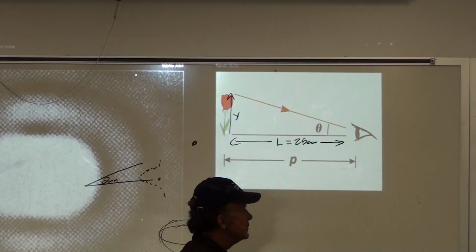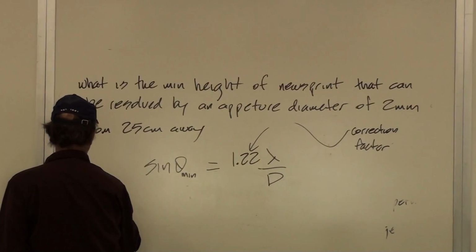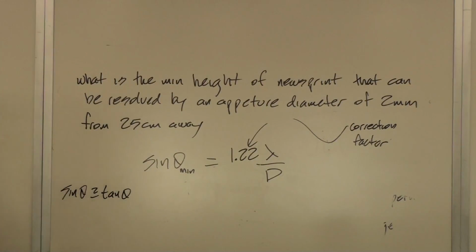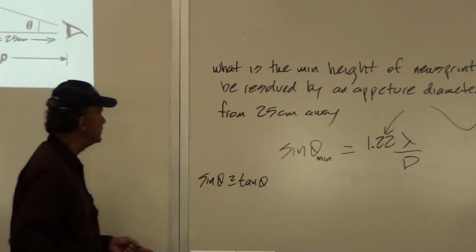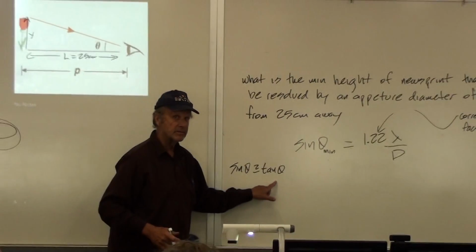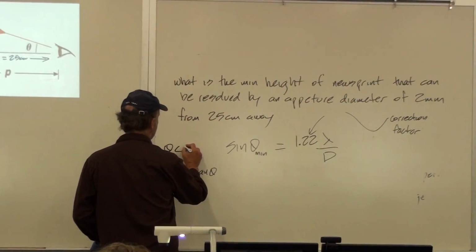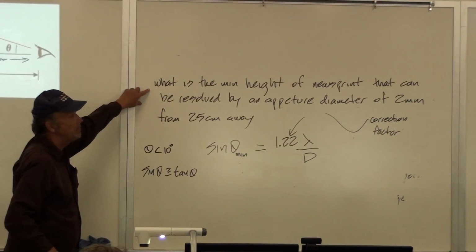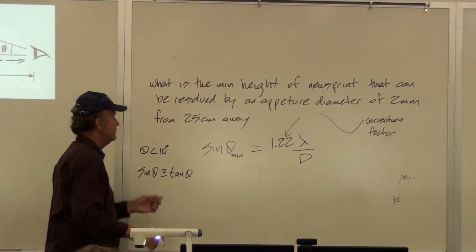This is definitely small angle approximation, so you can say the sine of theta is approximately the tangent of theta. Now that wasn't true with our single slit stuff. When we looked at single slit and multiple slit, we can't make this assumption because the angles are greater than 10 degrees. But here, the angles are going to be much less than 10 degrees because we're looking for the minimum height of the newsprint. So we're looking at angles maybe a fraction of a degree.